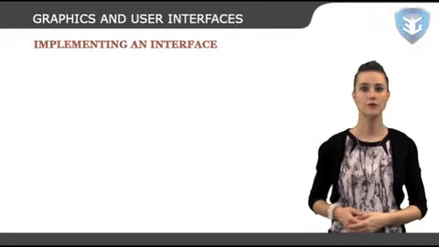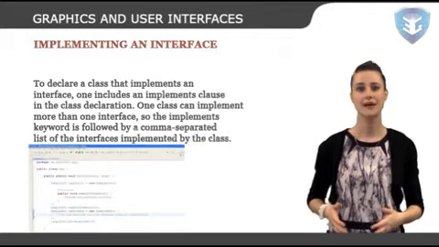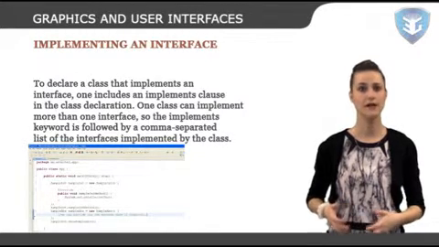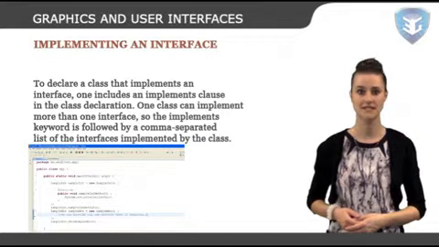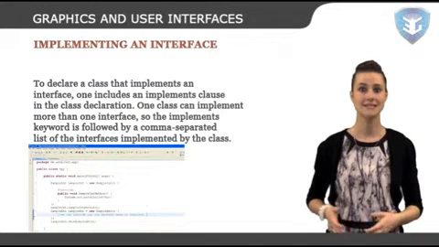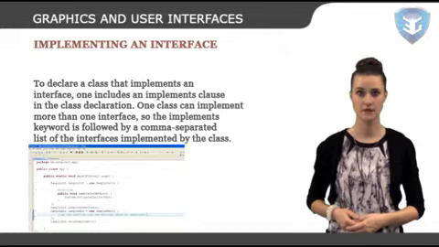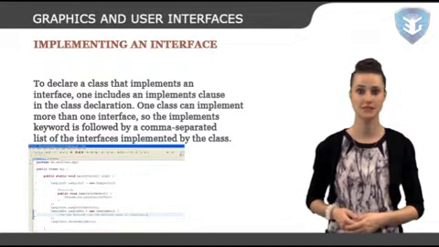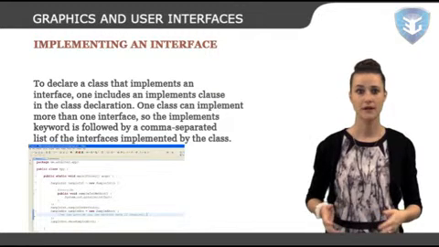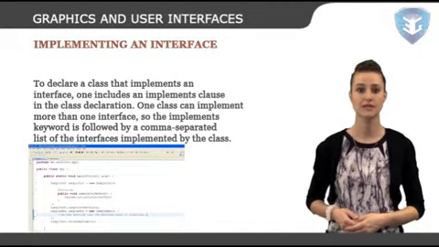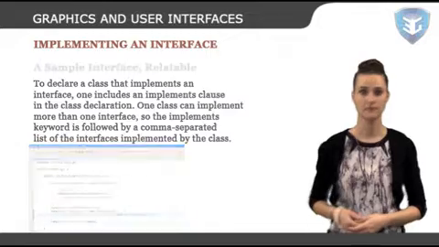Let's now learn how to implement an interface. To declare a class that implements an interface, one includes an implements clause in the class declaration. One class can implement more than one interface, so the implements keyword is followed by a comma-separated list of the interfaces implemented by the class. By convention, the implements clause follows the extends clause, if there is one.